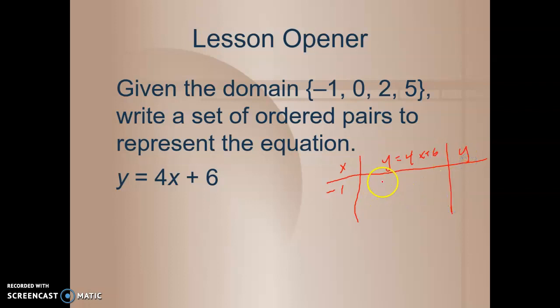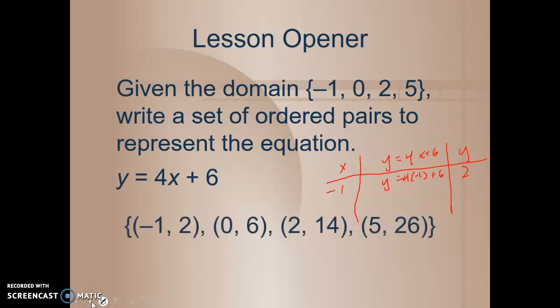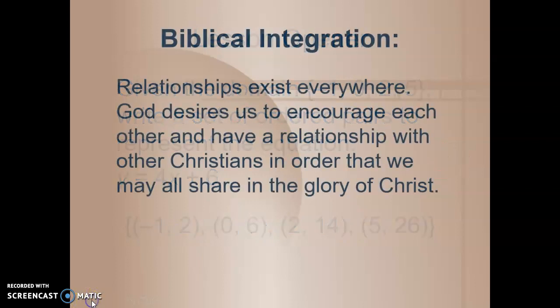What does y equal? When we substitute in, we're going to use parentheses. So 4 times -1, plus 6, and then we're going to use our order of operations. So we're going to take 4 times -1, which is -4, plus 6. -4 plus 6 is actually 2. So don't forget your order of operations. When we do that for all of the values, we get -1, 2, 0, 6, 2, 14, and 5, 26.